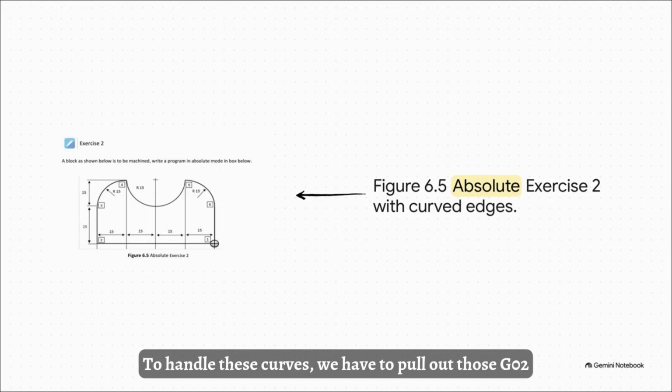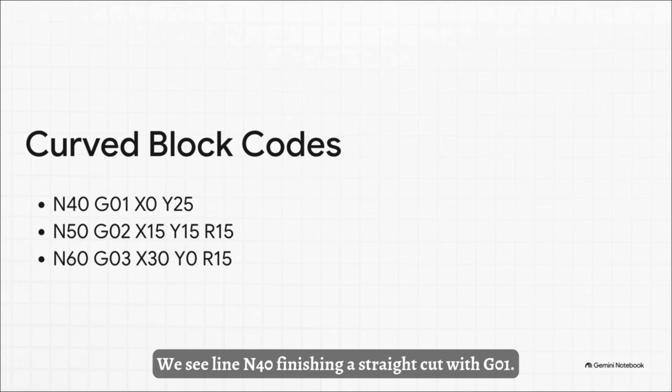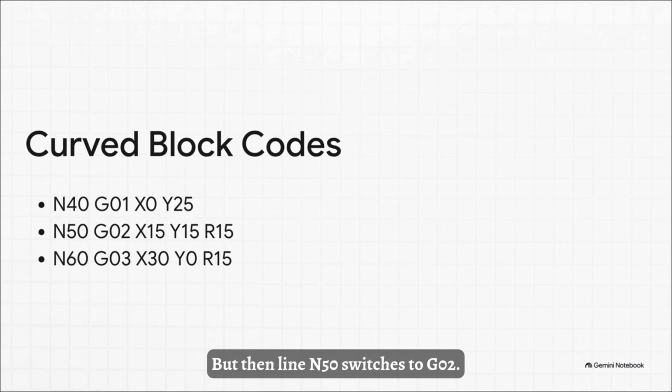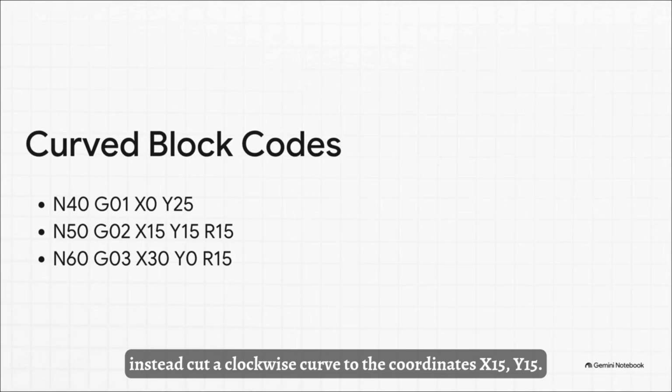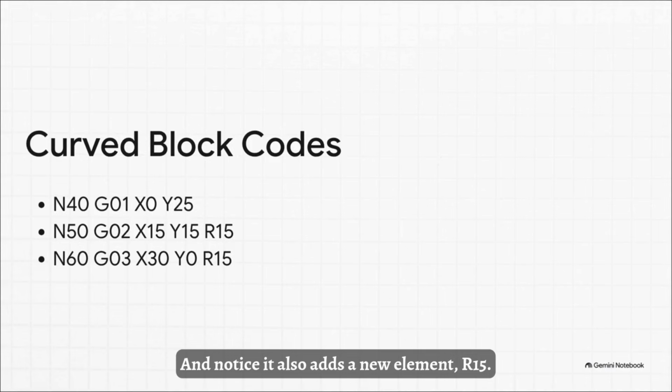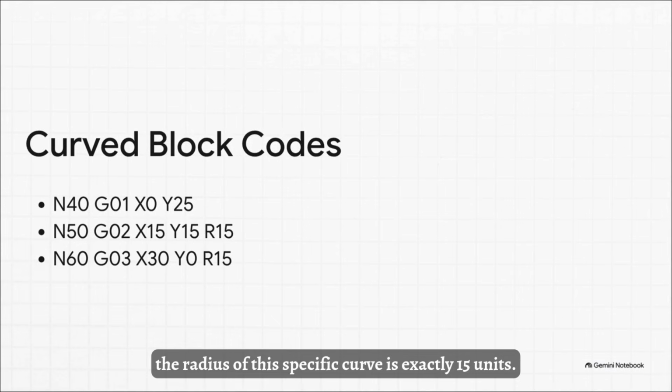To handle these curves, we have to pull out those G02 and G03 vocabulary words we translated earlier. Looking at a tiny snippet of the code for this curved block, we see line N40 finishing a straight cut with G01. But then, line N50 switches to G02. It's telling the machine, okay, stop cutting a straight line and instead cut a clockwise curve to the coordinates x15, y15. And notice it also adds a new element, R15. This is just a general reference format telling the machine that the radius of this specific curve is exactly 15 units. The very next line, N60, switches to G03.